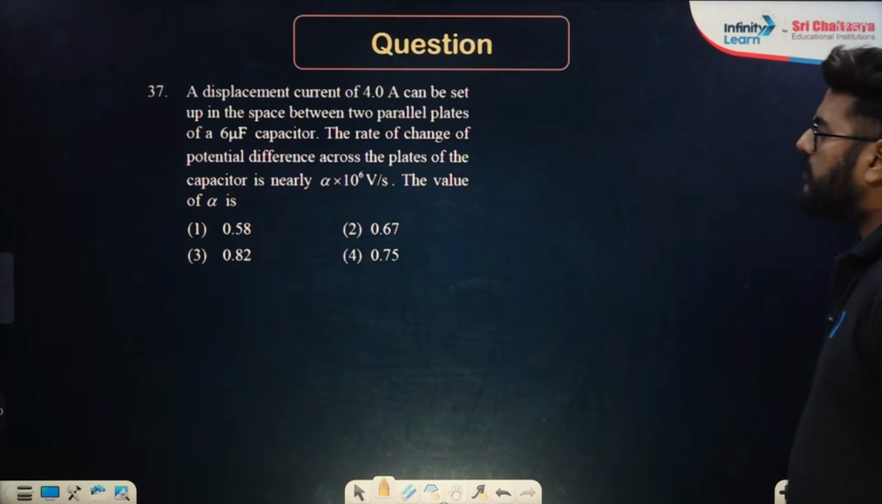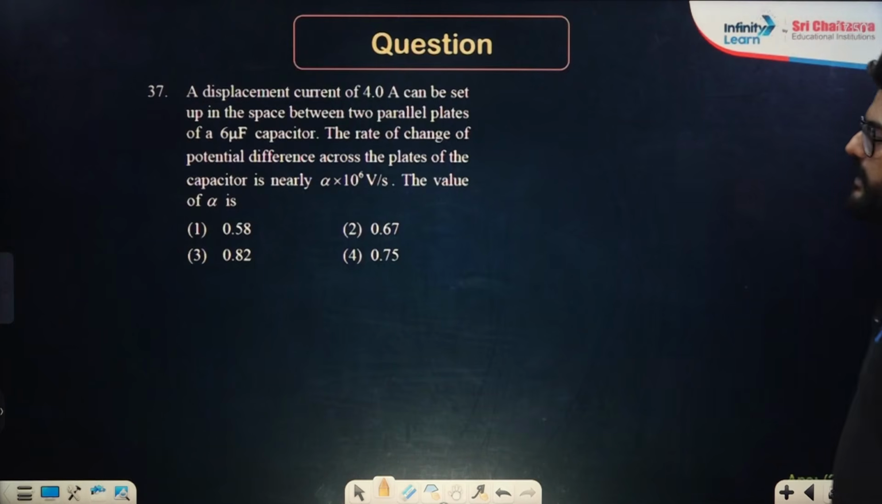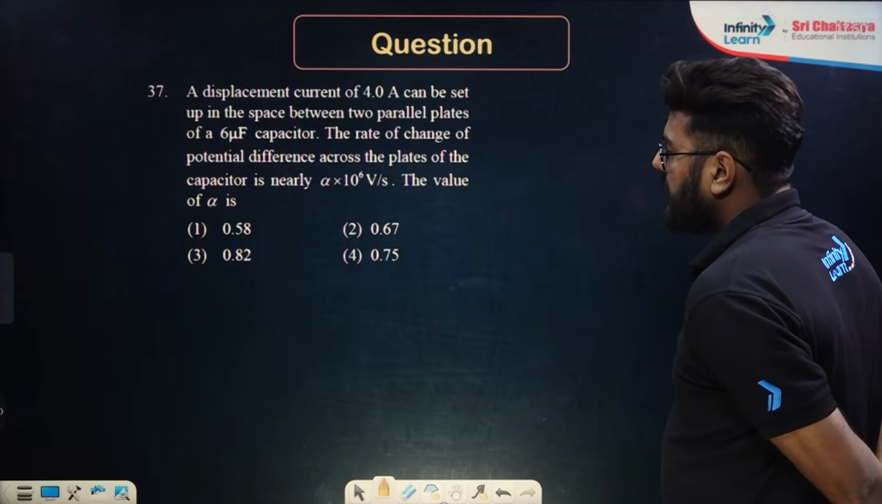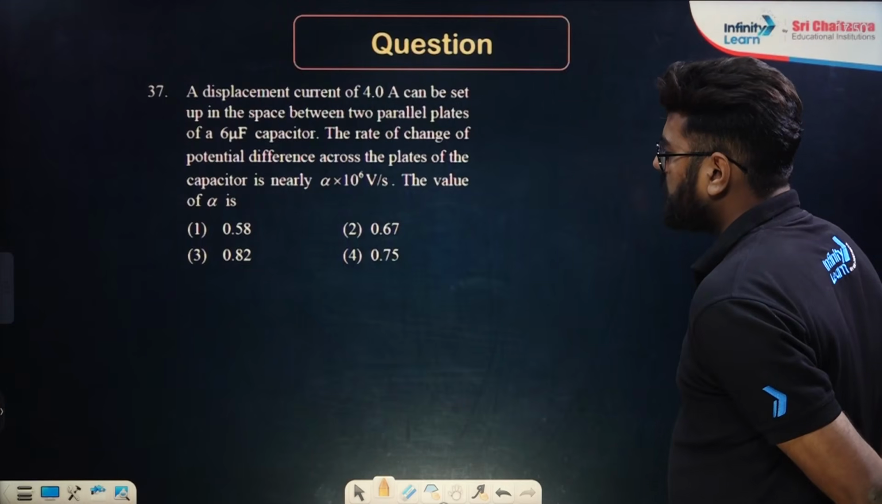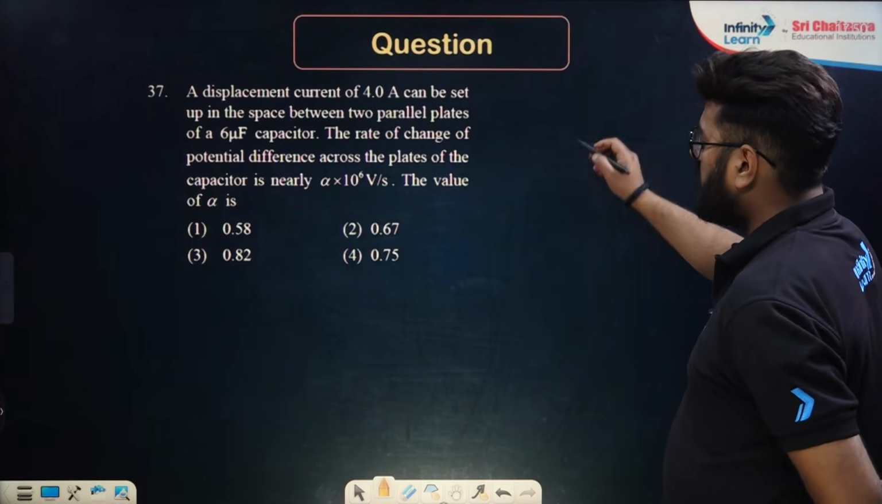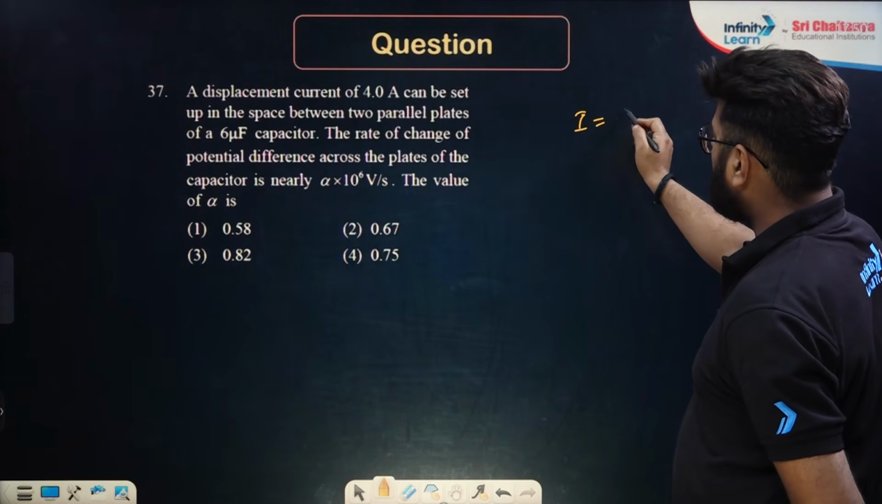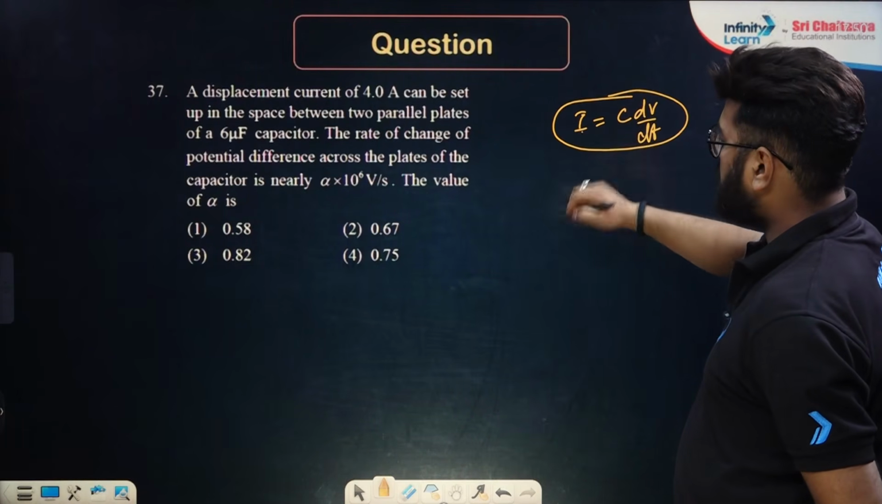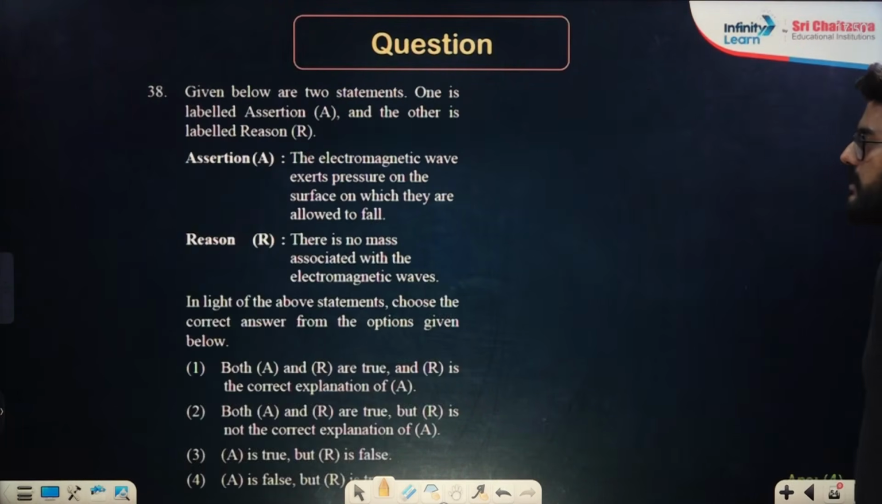A displacement current of 4 ampere can be set in the space between two parallel plates of a capacitor of 6 microfarad. The rate of change of potential difference across the plates of the capacitor is nearly this much. The displacement current will be equal to C into dV by dt. Correct. So displacement current value is given, dV by dt they are asking.